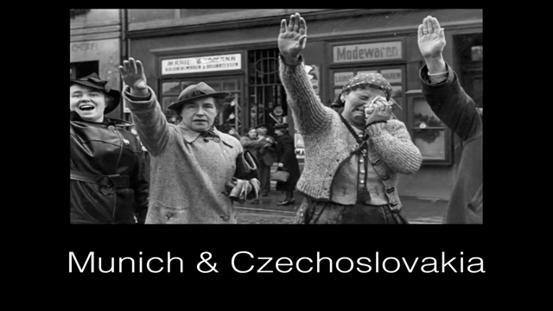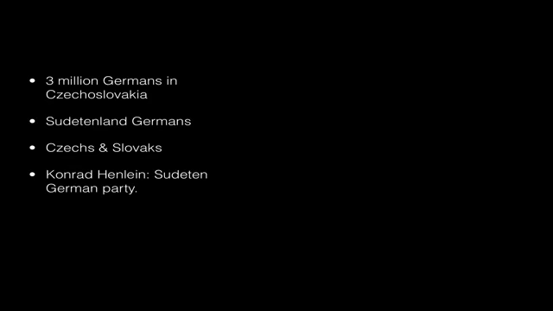So in this lesson, we're going to look at the Munich Crisis over Czechoslovakia. Let's look first at Czechoslovakia. If you remember, it was created at the end of World War I out of the Austro-Hungarian Empire.